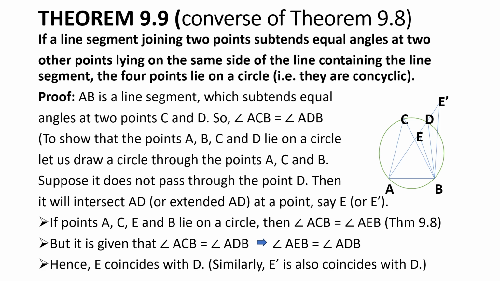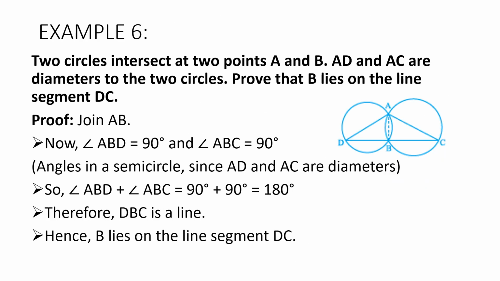But it is given that ACB and ADB are equal. That means angle AEB and angle ADB are equal. Angle AEB and angle ADB being equal means E and D are the same point. E coincides with D. Similarly, if it is in the extended portion, we can show that E dash also coincides with D. That means D lies on the circle, or all four points A, B, C, D lie on the circle, or they are concyclic.